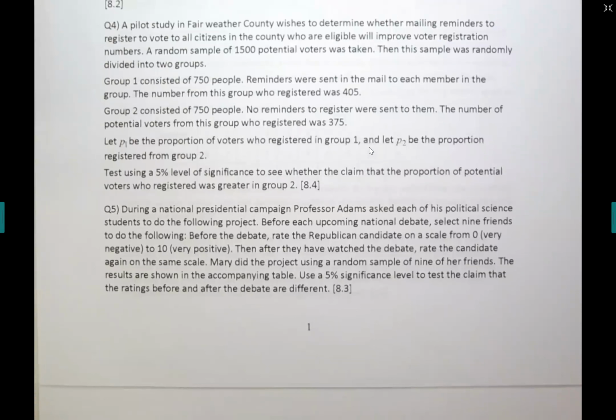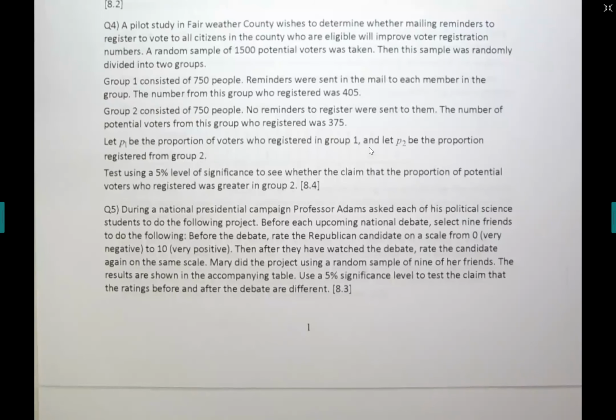A pilot study in Fairweather County wishes to determine whether mailing reminders to register to vote to all citizens in the county who are eligible will improve voter registration numbers. A random sample of 1,500 potential voters was taken. Then this sample was randomly divided in 2 groups. Group 1, guys, consisted of 750 people. Reminders were sent in the mail to each member in the group. The number from this group who registered was 405.